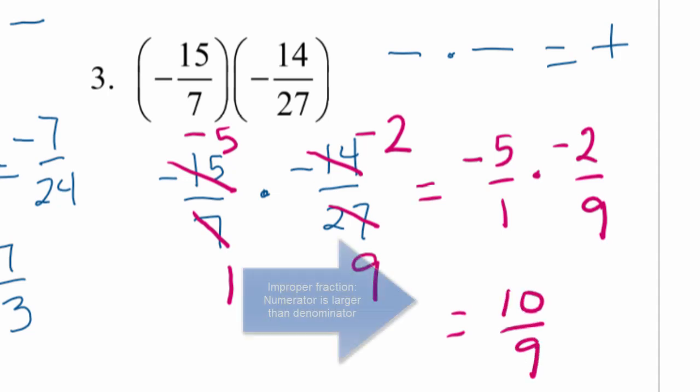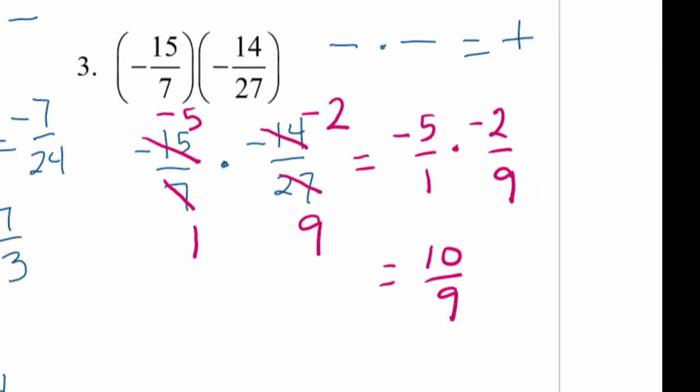Now that's called an improper fraction when you have the numerator bigger than the denominator. The 10 is larger than the 9. And so oftentimes you want to read the directions in your problems to see if they want you to leave your answer as an improper fraction or change to a mixed number.